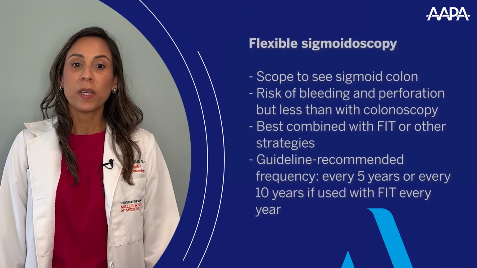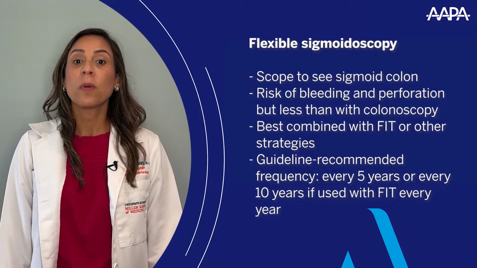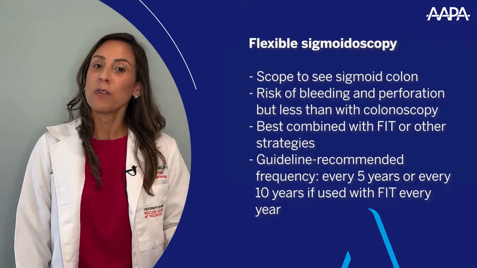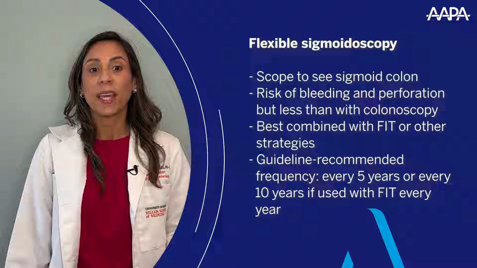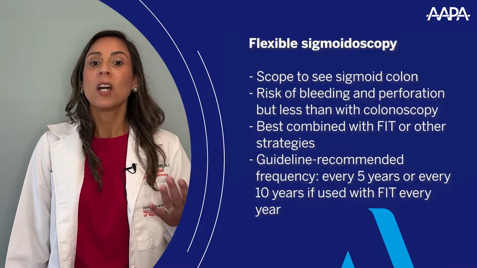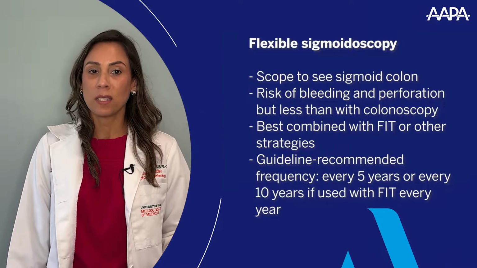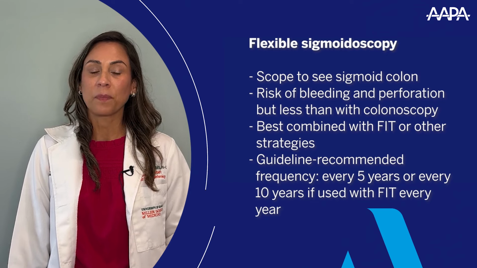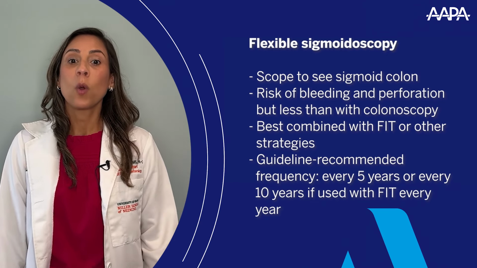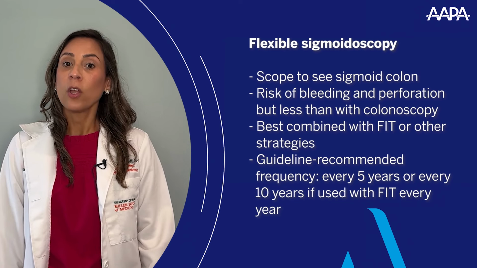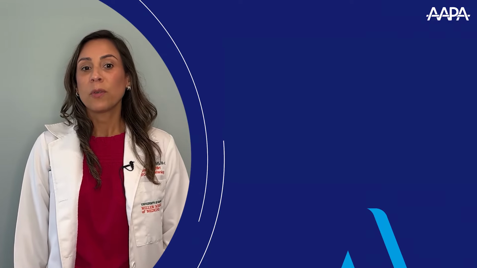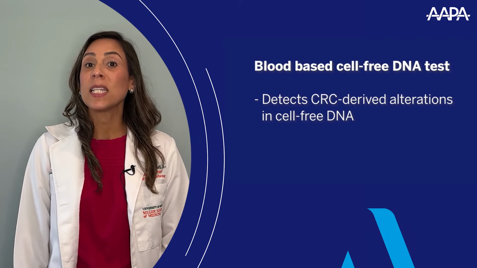Flexible sigmoidoscopy is also direct visualization from the rectum to the sigmoid colon or descending colon. In my practice, I refer to this as a mini colonoscopy, and thus similar to the colonoscopy, there is still a slight risk of bleeding and perforation, but it is less than with a full colonoscopy. The recommended frequency for this study is every 5 to 10 years when done in conjunction with a fecal immunochemical test every year. Lastly, we have a blood-based cell-free DNA test.